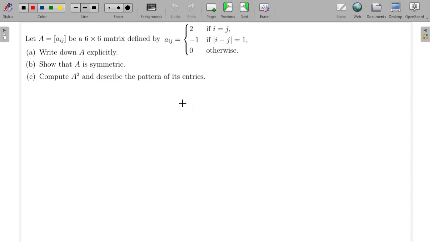Before we do that, we need to understand the notation and the terminology being used. Here they've said we have this matrix A, which has the entries Aij, and the Aij's are being given by this piecewise function. So if I write Aij, the i represents the row number, and the j represents the column number.